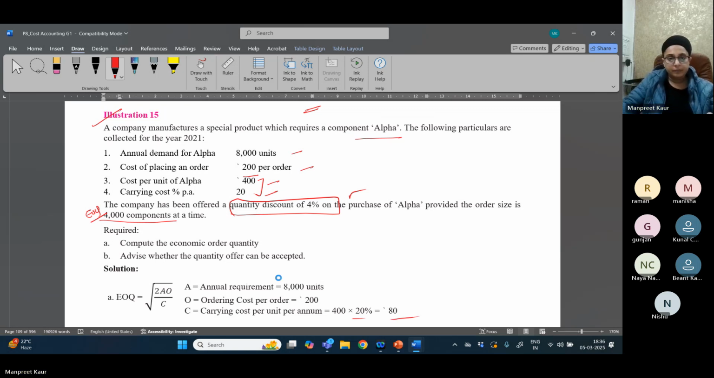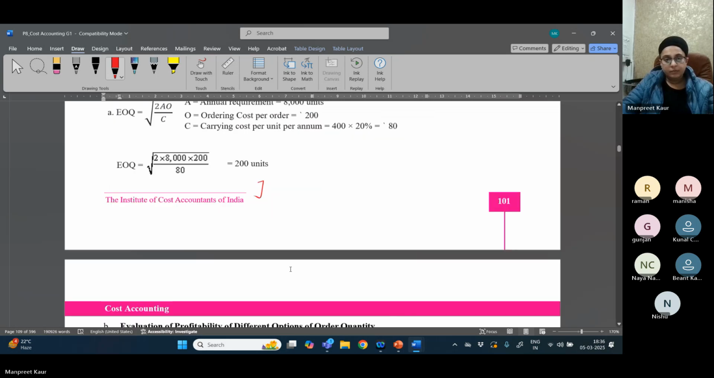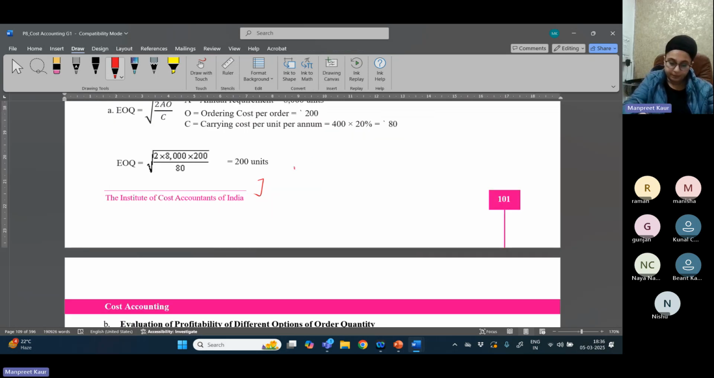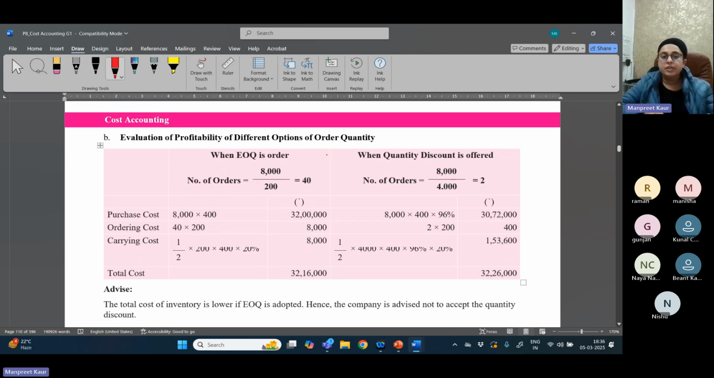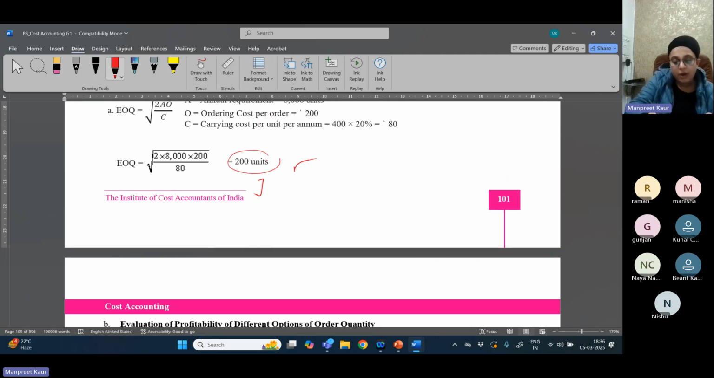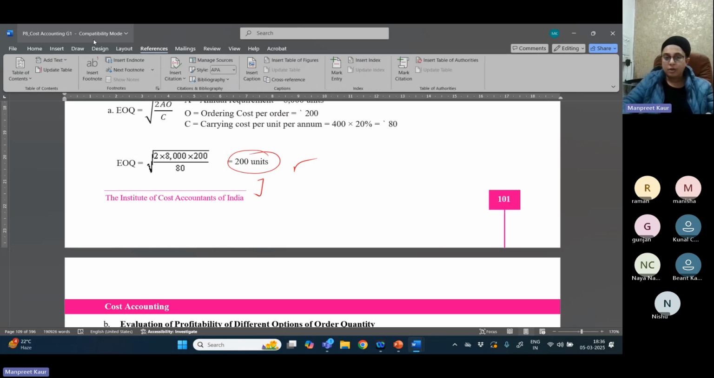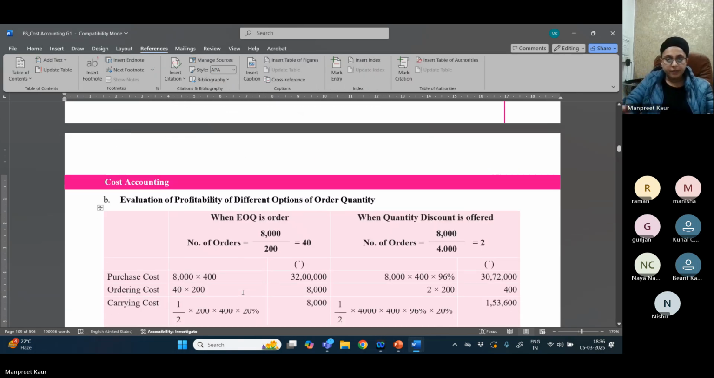EOQ is 200. Now we evaluate the profitability. The number of orders, there are 200 units in one go. The number of orders is annual demand 8000 divided by EOQ, which is 40 when EOQ is 200.